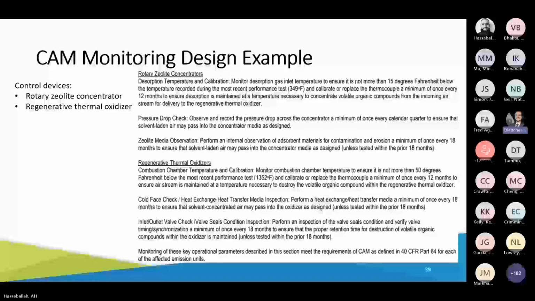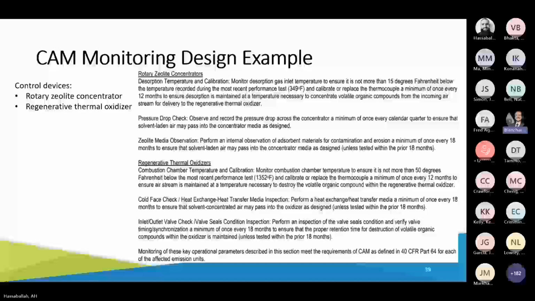I believe the data sample would probably be much more frequent than what is listed there. I'm sure that the measurements being taken from the thermocouple are probably continuous. So you would have a continuous stream of temperature being taken for the absorption gas inlet or the combustion chamber temperature for the regenerative thermal oxidizer.